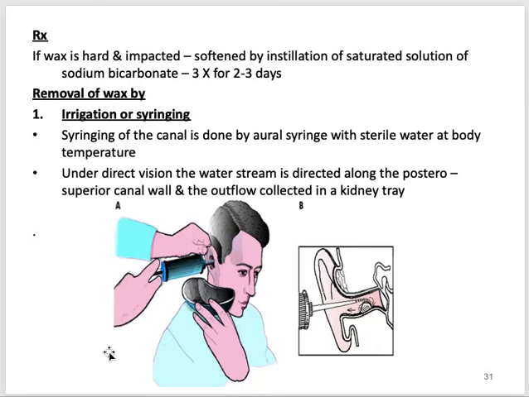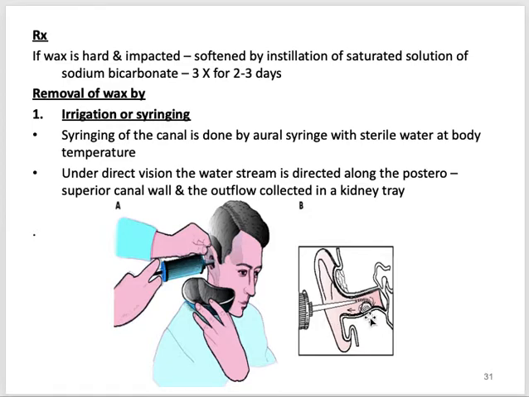So how do we remove the wax, by the way? Depending on how much wax is there, the treatment is removal of the wax by syringing or by using different instruments. And you can see over here they are showing you the technique of syringing. They put a kidney tray below the ear, and to make the tympanic membrane straight, they pull the ear upward and backward, and then they put a stream of water. And of course the water is going to expel the wax out.